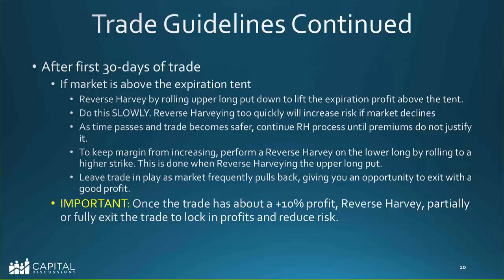And this is a good note. Once the trade is up around 10%, you can reverse Harvey, partially or fully exit the trade to lock in profits and keep reducing risk. And reducing risk is the big thing here, because we don't want to take big losses. So we're always trying to keep the risk under control.